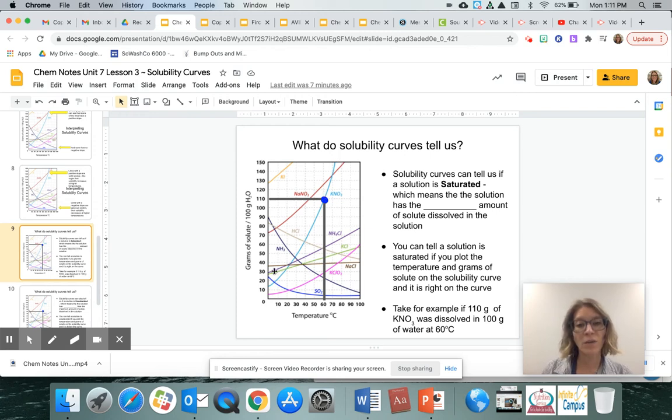So if you're looking at KNO3, here's my turquoise line. If you're right on the line, here's our 110 grams of solute, and you go over to the KNO3 mark, and then if you follow it straight down, we can see that at 60 degrees Celsius, we can dissolve 110 grams of KNO3 into a solution if we wanted to make a perfectly saturated solution. So if the mark of solute and temperature is directly on the line of solubility, that means a solution would be saturated.